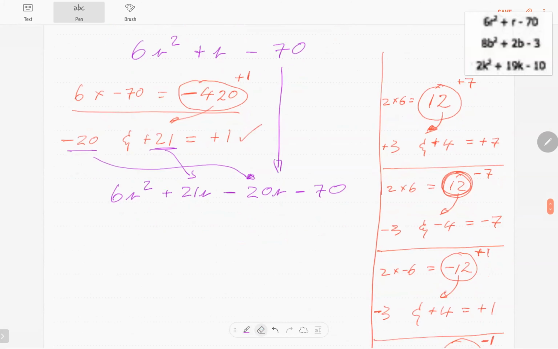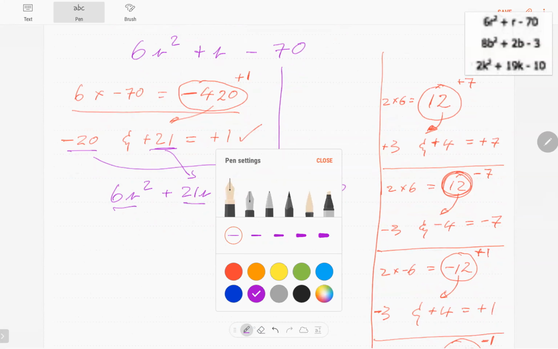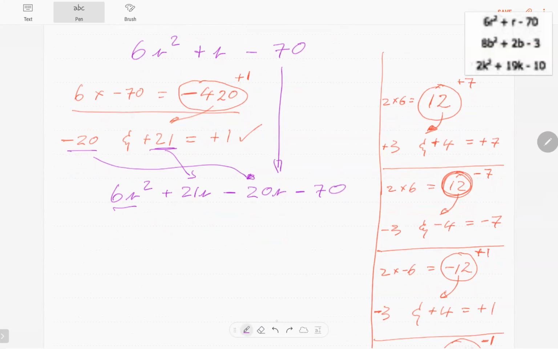Now, the highest common factor of 6r squared and 21r looks to me like 3r. 3r is the highest common factor of these two values. You want the highest common factor, factorizing completely. 3r into this gives me 2r. 3r into this gives me 7. The same thing must come back in the bracket here. See there? 2r plus 7. Same thing in the bracket. That's why I always write back the same thing in the bracket first.